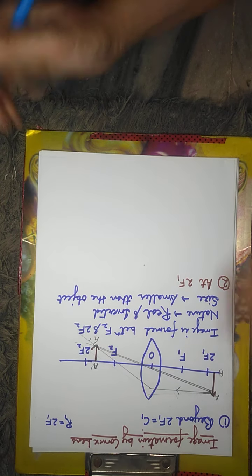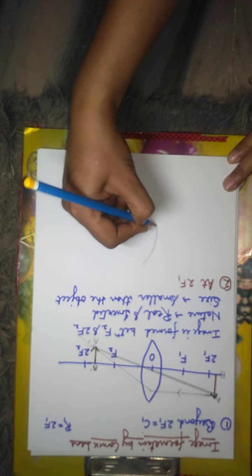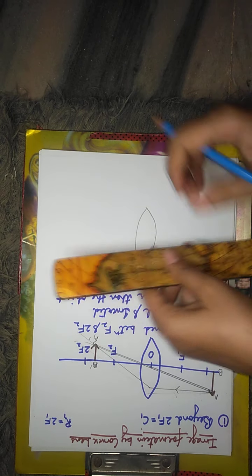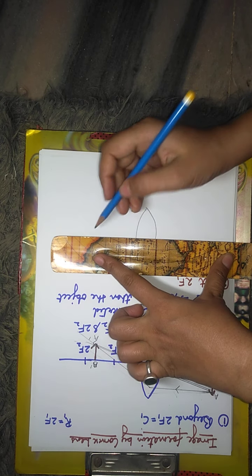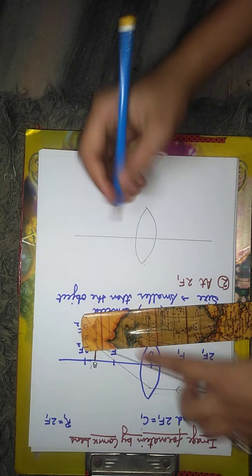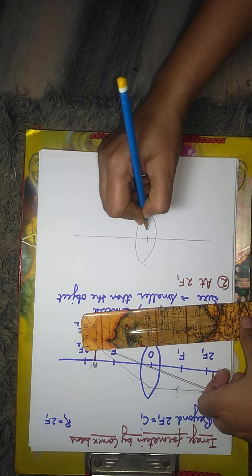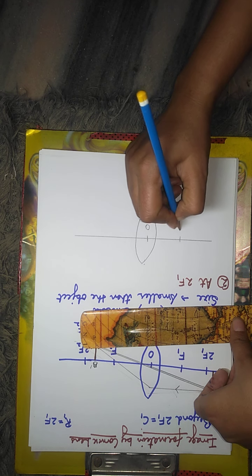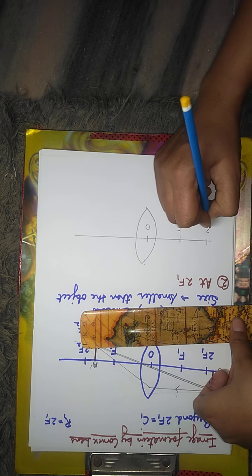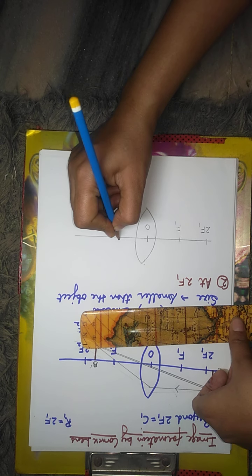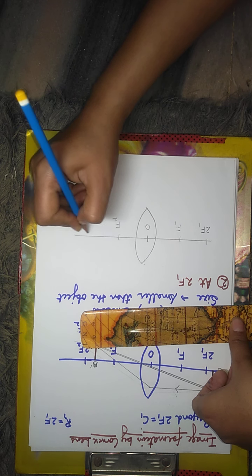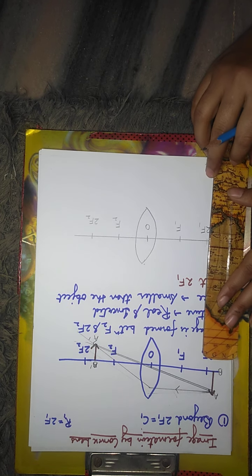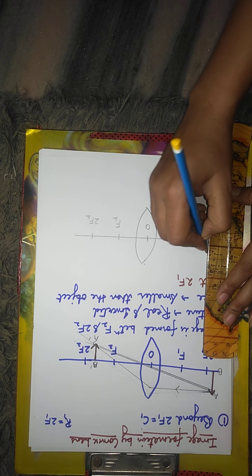So we'll draw a convex lens, the principal axis. This is the principal axis. This is the optical center. Clear? So where do we have to place the object? We have to place the object at 2f1. Now the object is at 2f1.